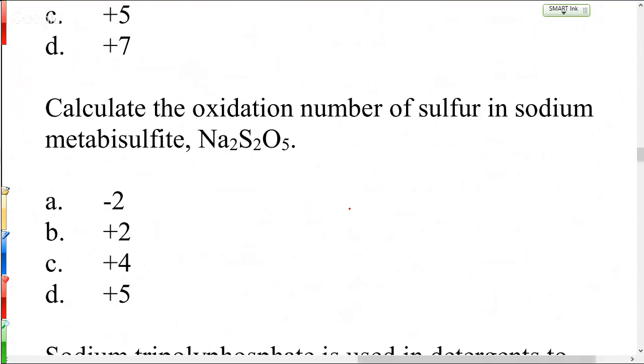Remember the priority rules here. We're going to look at the metals first. Sodium is always +1. And then go from there.